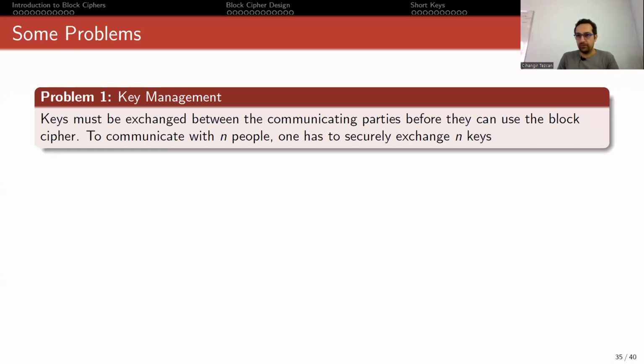Okay, so we talked about block ciphers, their designs and key lengths. But now the question is, what can go wrong, or what are the problems that we face when we use symmetric key encryption algorithms? One of the problems is key management. We said that keys must be exchanged between the communicating parties using a secure communication channel, like meeting in person, before they can use the block cipher.